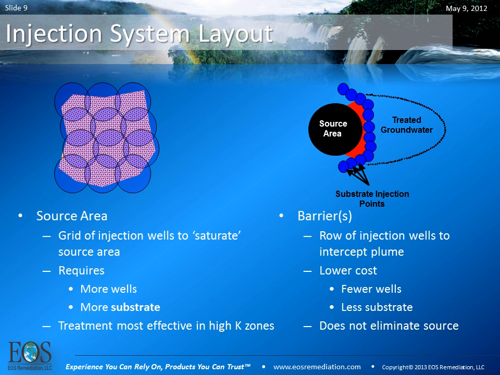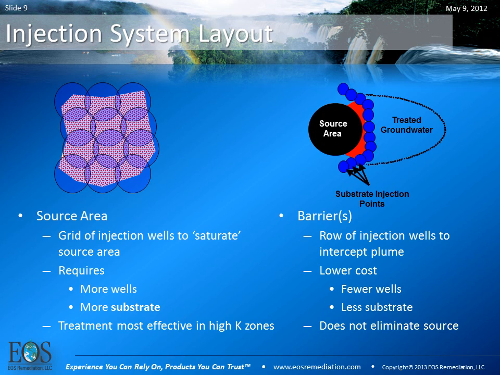So injection system layout. There are two configurations that you can consider. There is a source area configuration, which is a grid of injection wells, and then there is the barrier. Looking at the source area, typically that requires more wells. You're basically putting wells or gridding up your source area that you have. So if you have a larger source area, it's obviously going to require more wells, more substrate. This treatment's more effective, or most effective, in the high K zones.